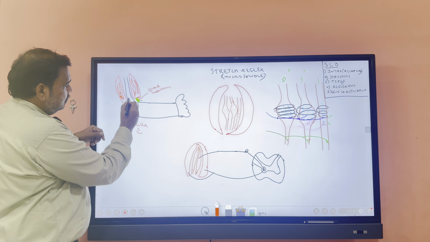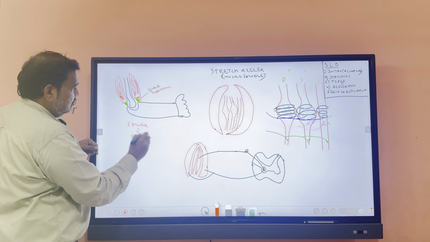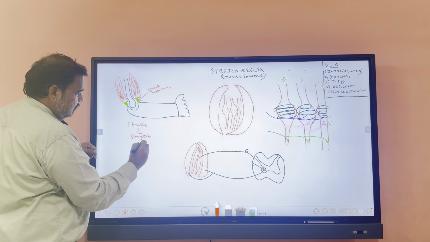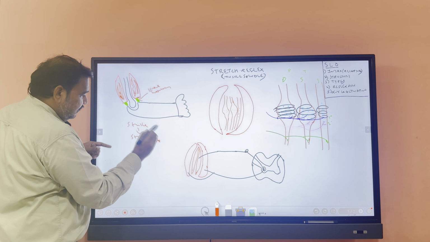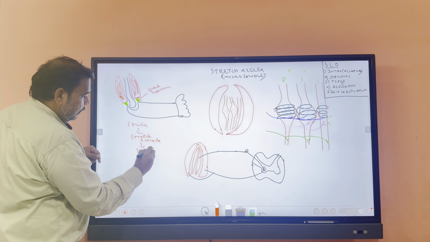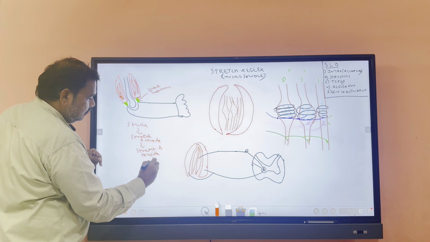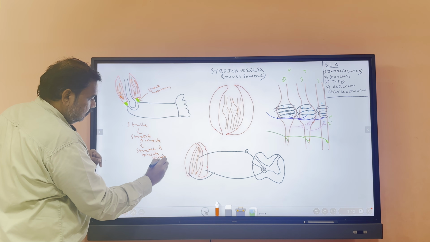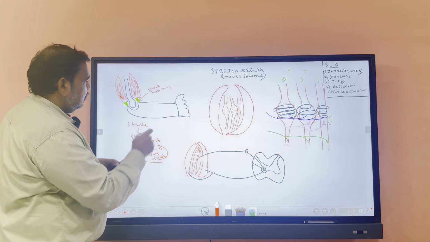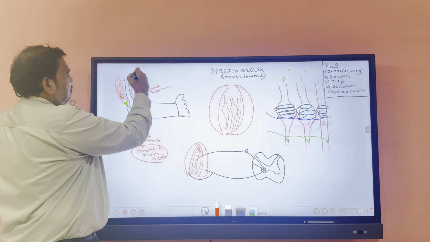So when I strike, what actually happens? There is stretch. Very, very important. There is stretch of the muscle, which also causes stretch of the muscle spindle. Very, very important. I again repeat. Just concentrate when I am striking the tendon of the biceps.